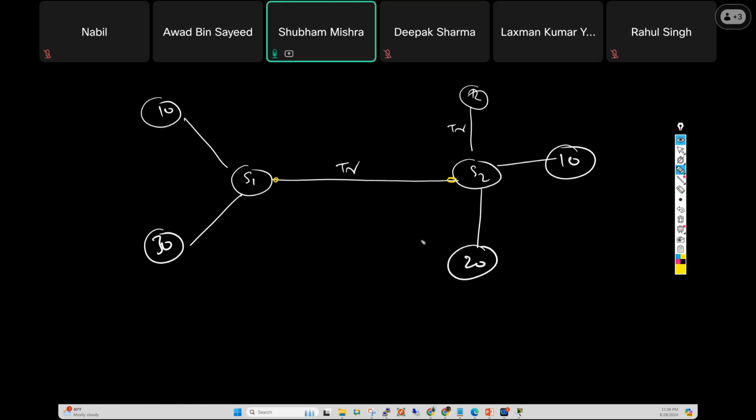Now, Rahul, are you there? Yes, sir. Now the question is a little bit changed. Here I configure native VLAN 10 and here I configure native VLAN 30. Clear? This PC sends the packet to switch number 2. Now tell me what will happen. Sir, it will do tagging.